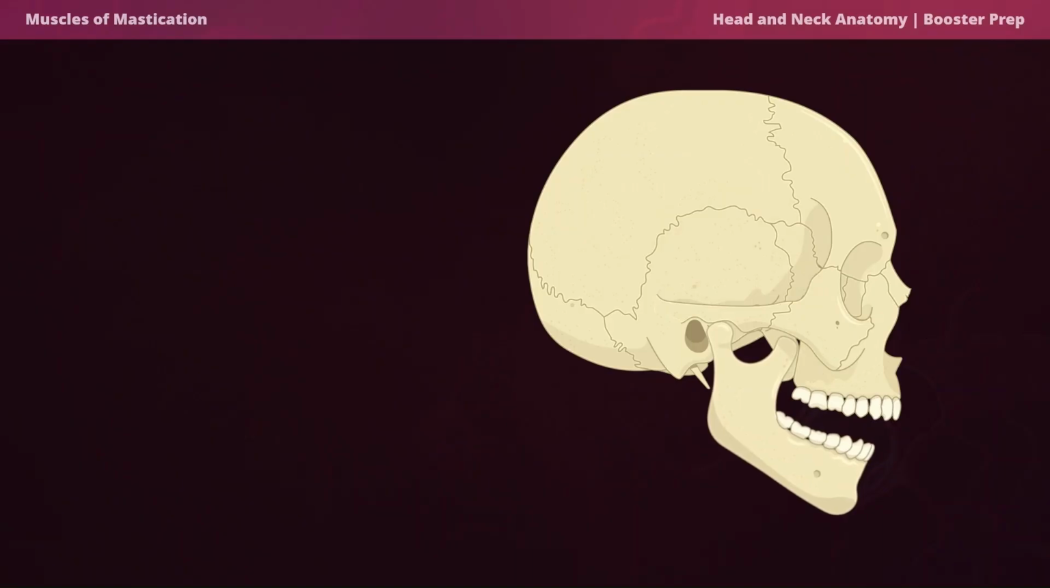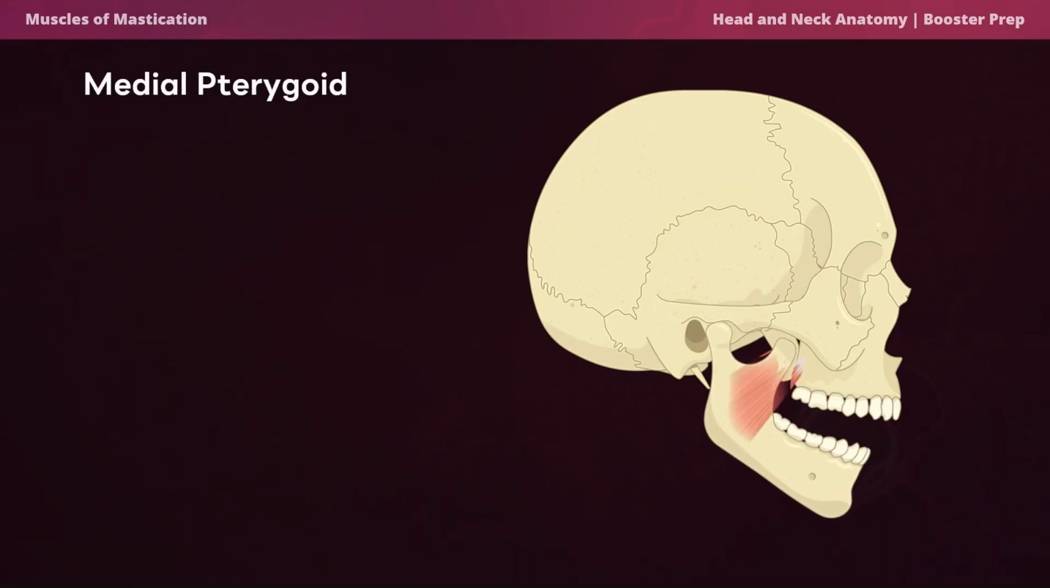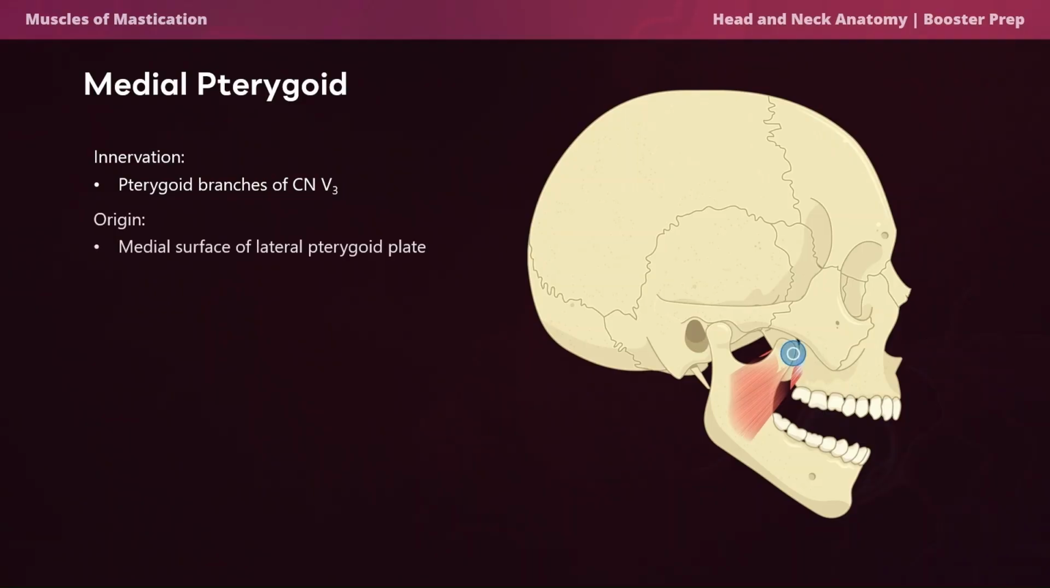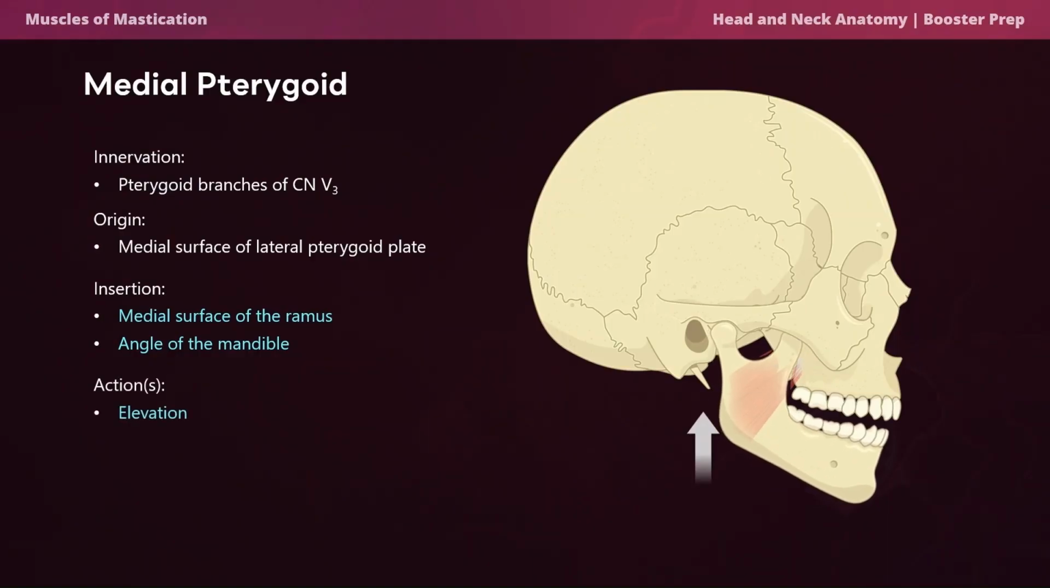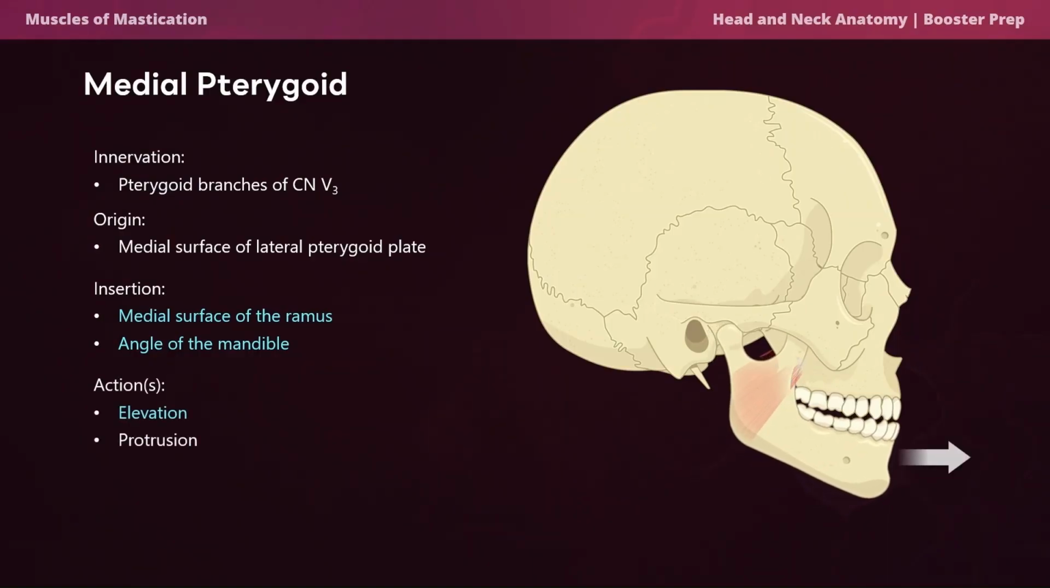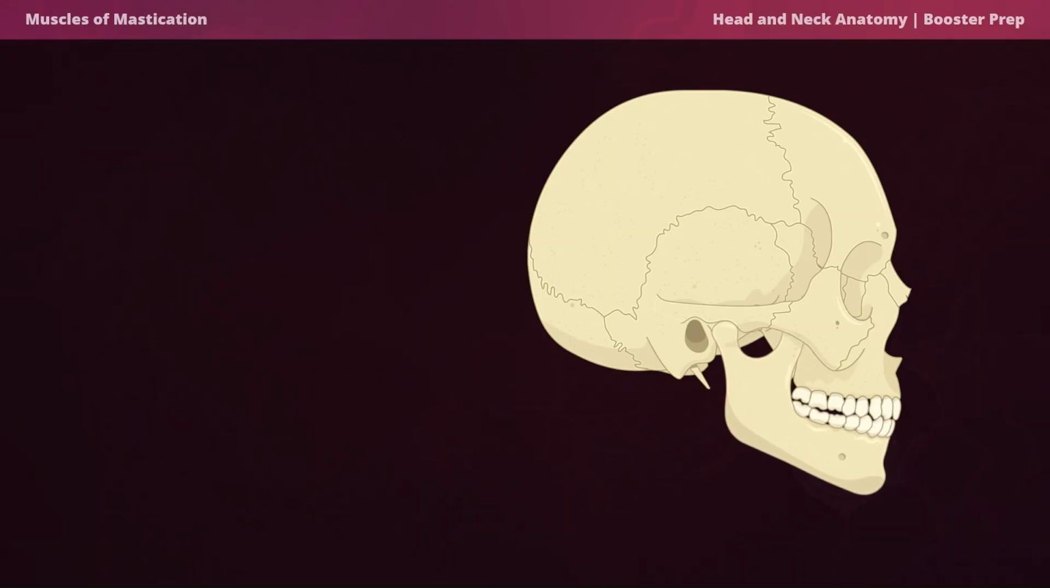And now let's move on to the next muscle, which is the medial pterygoid. The medial pterygoid is innervated by the pterygoid branches of cranial nerve V3. Its origin is the medial surface of the lateral pterygoid plate, and its insertion is the medial surface of the ramus and the angle of the mandible. So again, the insertion is pulled towards the origin, and the actions are elevation of the mandible and protrusion of the mandible. All right, now let's move on to the last muscle that we're going to talk about.